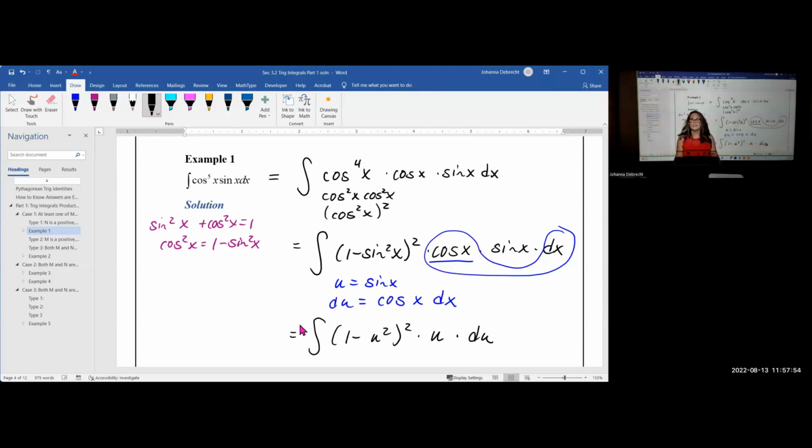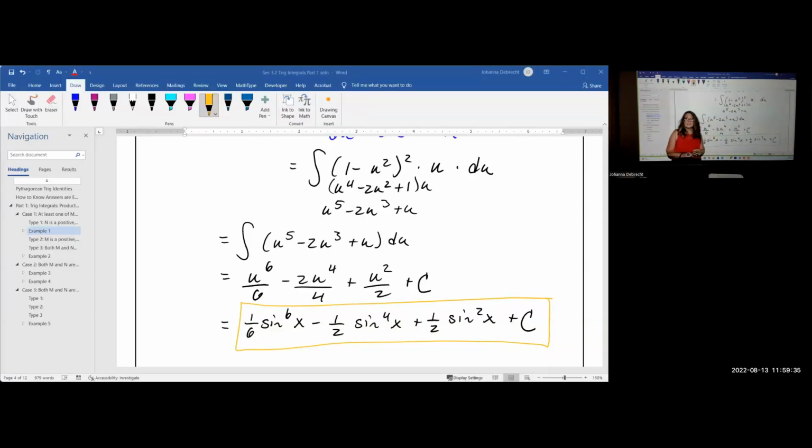So go ahead and pause the video here, work out what the answer should be, and then come back when you've got an answer and compare it to mine. So how'd you do? Let's see what we've got. So the first thing I did is I left some vertical space so I could multiply this out here. This is a binomial square.